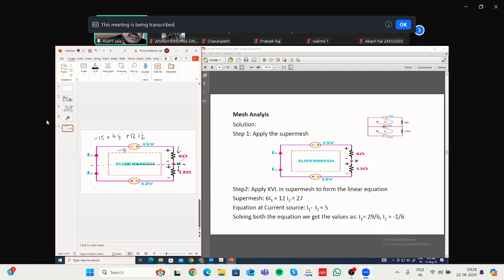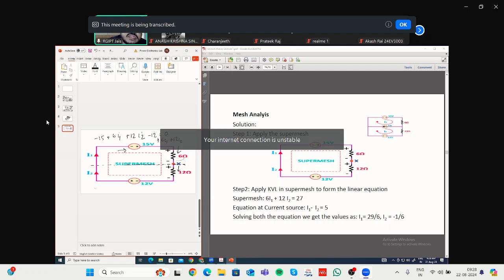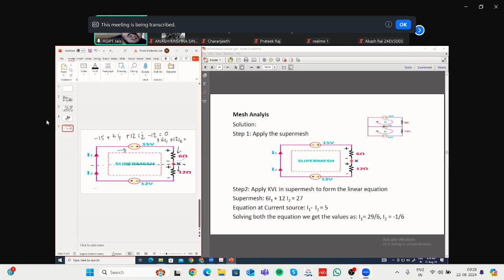Encountering this 12 V battery, you're encountering the negative sign first, so minus 12, that will be equal to 0. So 6I1 plus 12I2 is equal to 15 plus 12, that is 27. Minus 27 is there, so you can take it to the other side. So it will be 27. So this equation: 6I1 plus 12I2 is equal to 27.